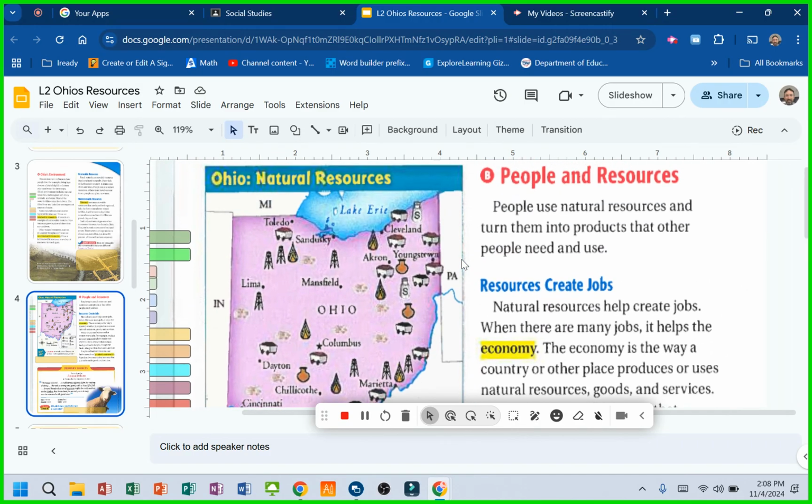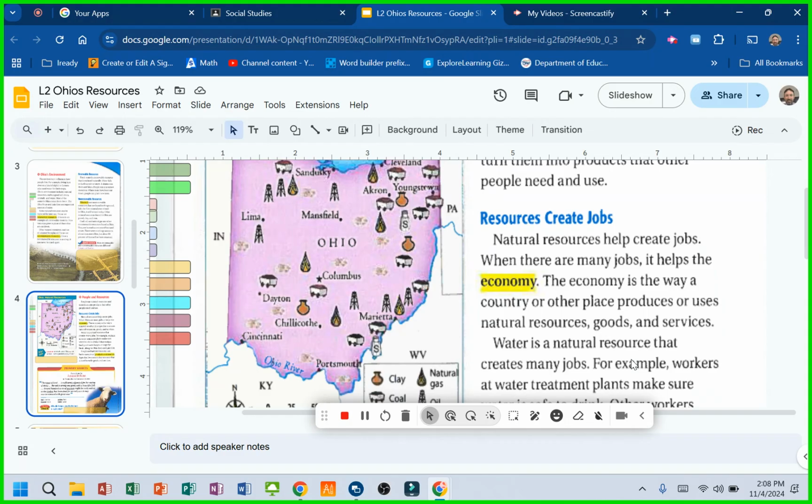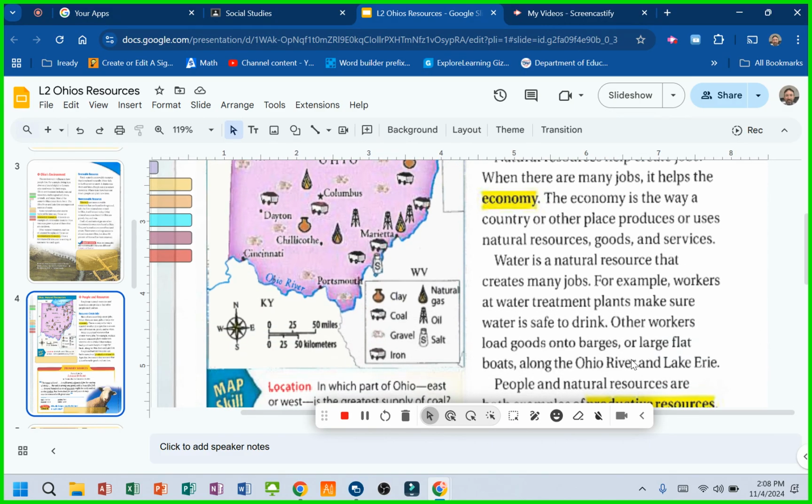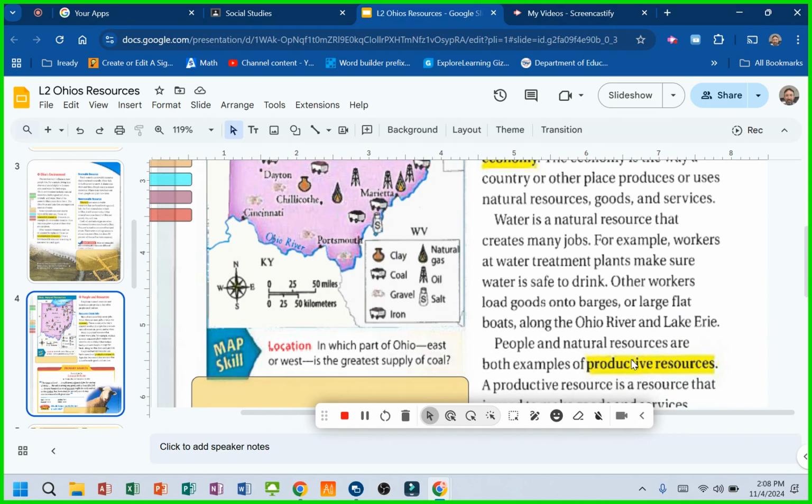All right, cool. Natural resources help create jobs. When there are many jobs, it helps the economy. The economy is the way a country or another place produces or uses natural resources, goods, and services. Remember the other day we argued, we maintained an argument about what we want? Do we want economy or environmental? Most of you landed in the middle. Like, we can protect the environment and have a good economy. We just have to maintain balance, right? Because the more you do business, the more you make money. Sure. And the more you can do for yourself personally. And I feel like you can do that while conserving and protecting the environment, right?